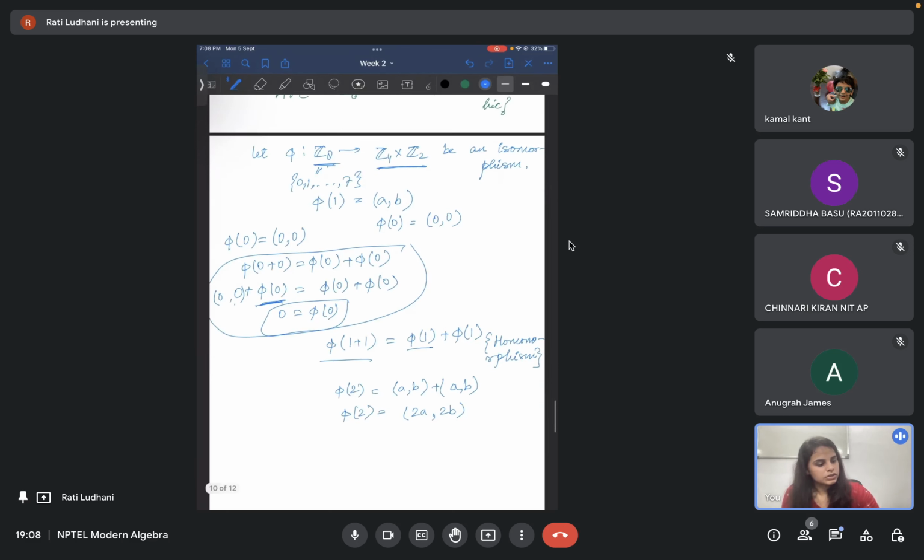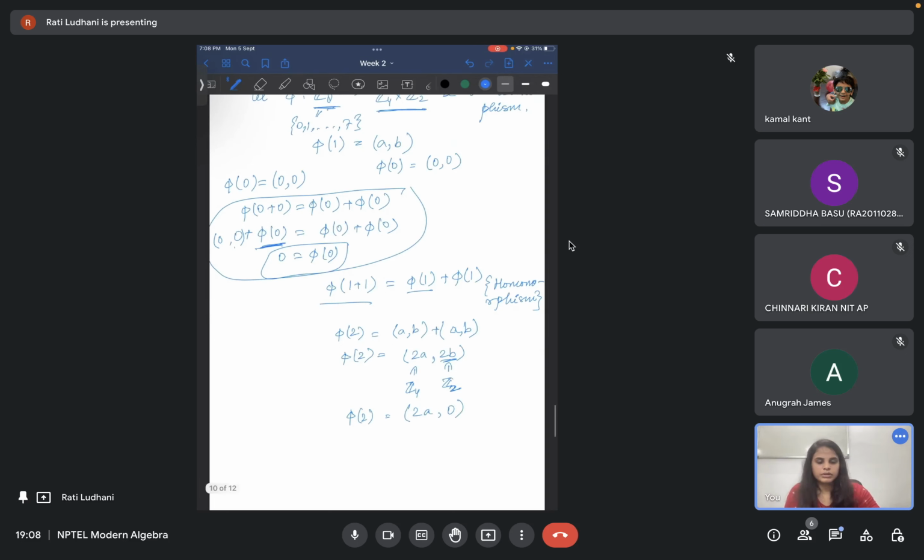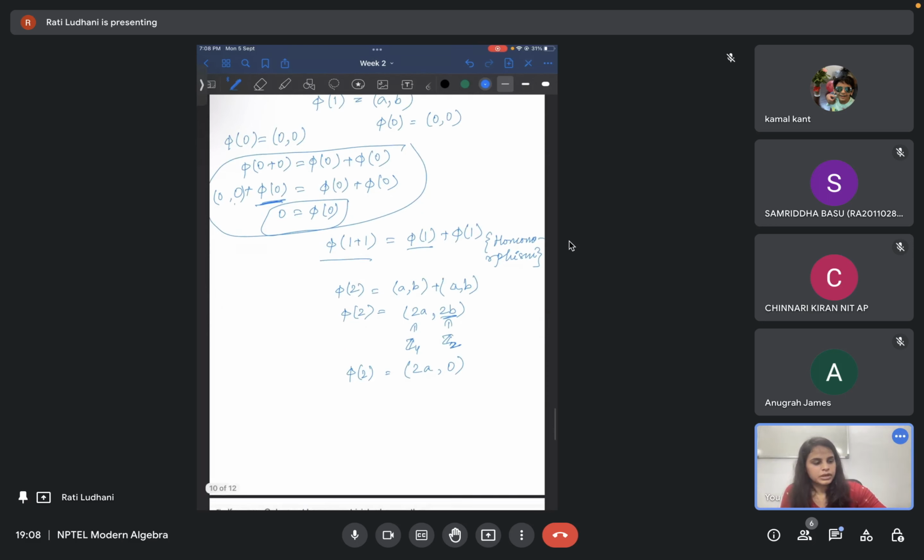And just see, 2b belongs to Z2 and this belongs to Z4. What can you say here? Z4 one we don't know, at least you can write 2a. What can you say about 2b? This is in Z2. That means this has to be 0. If it is a multiple of 2, it will go to 0. Right? If you add b plus b, this is coming with 2. So this is 0.